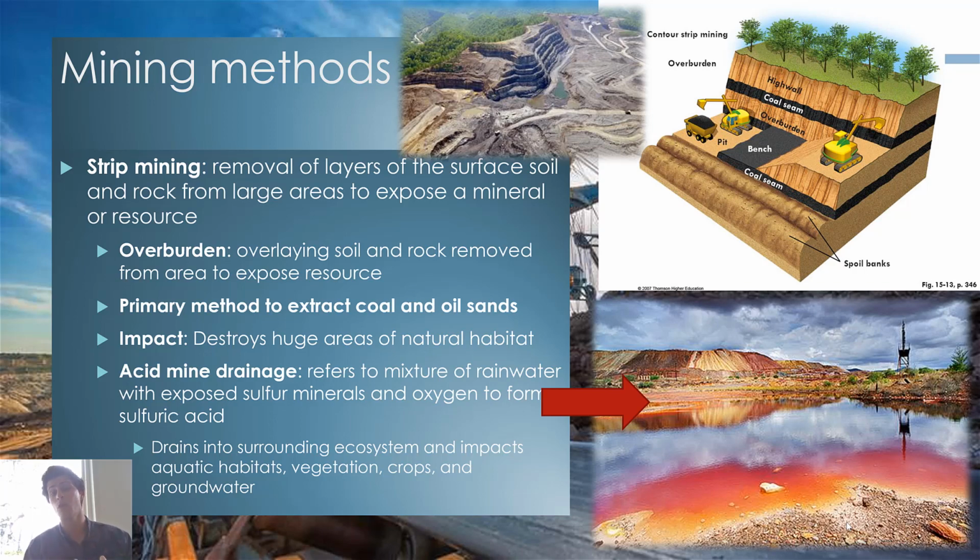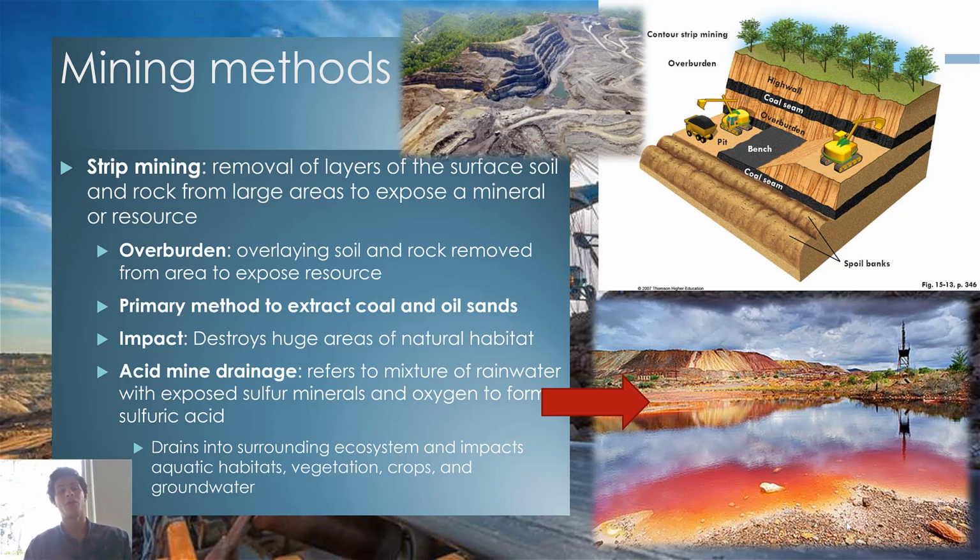And this is probably the most common method when we are looking to extract minerals that are very close to the surface. Some of the drawbacks here include something called overburden. Overburden is the overlying soil and rock that is removed from the area to expose the resource. Once that overburden is removed, it can cause some serious issues. Occasionally, when we are removing that overburden, we can destroy huge areas of natural habitat. And when we move the overburden somewhere else, it also adds an additional impact to wherever we put the overburden.